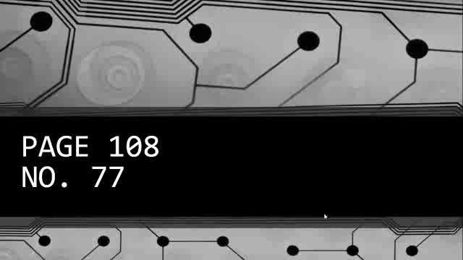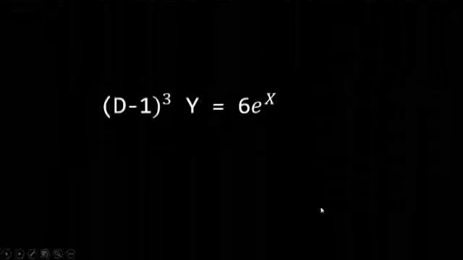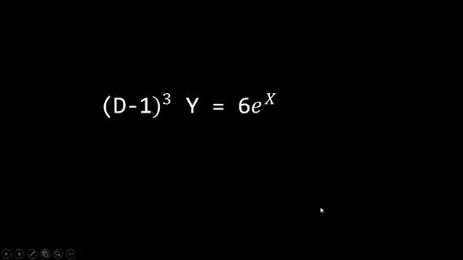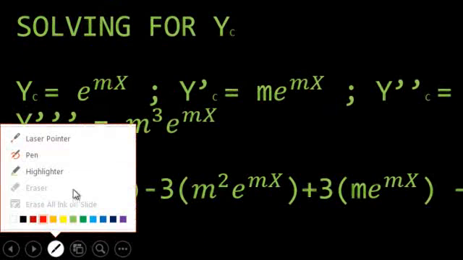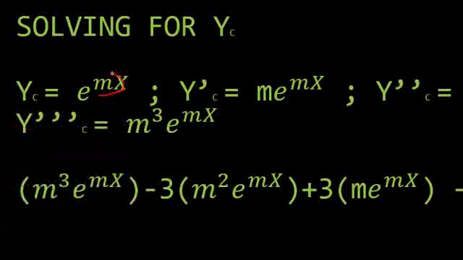Page 108, number 77. We are given (D - 1)^3 y = 6e^x. This is just equal to y''' - 3y'' + 3y' - y after we do some expansion. So we have this as our complementary equation, so after you differentiate, we will find the value for this m in order to have the complementary solution.